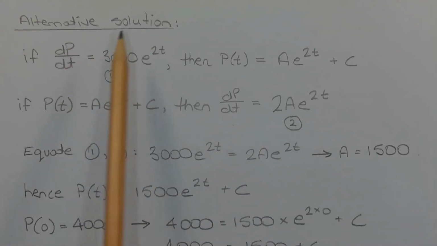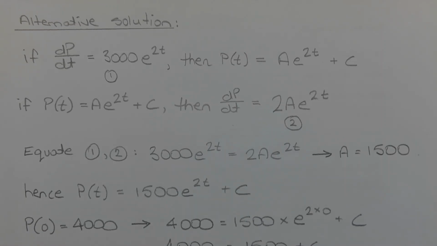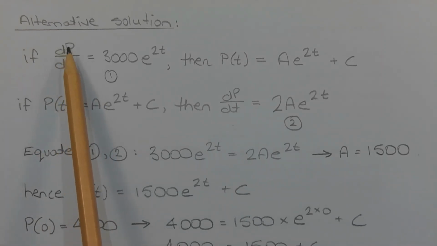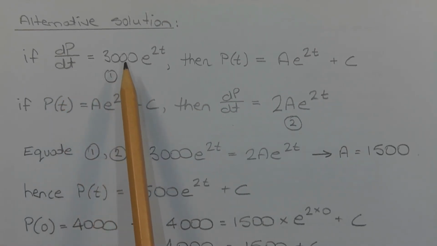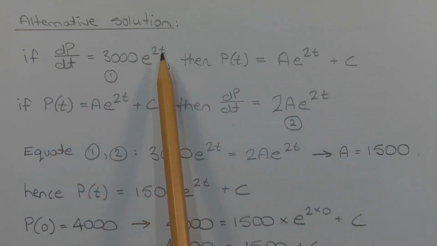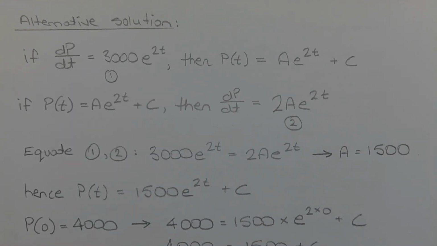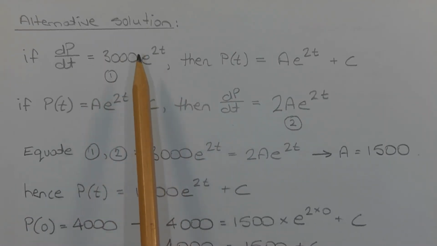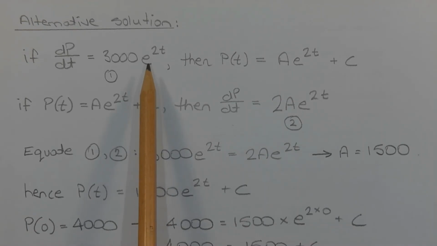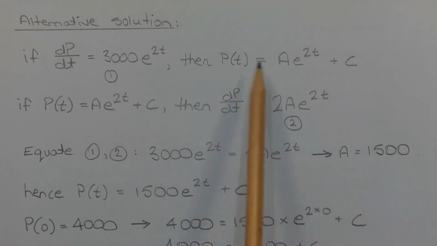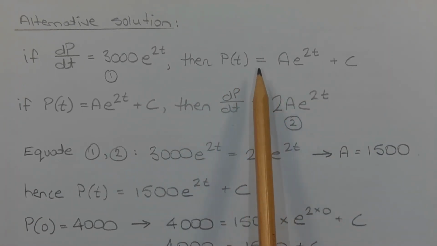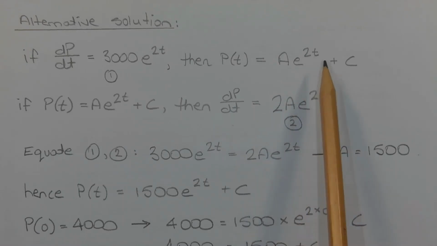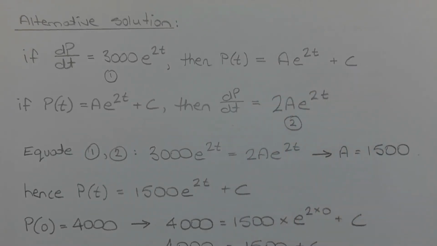Here is an alternative solution that does not explicitly involve integration. Now, if the gradient function given is dP/dt equals 3000 times e to the power of 2t, what must the original function, or the primitive, have looked like so that when we differentiate it, we end up with the gradient function looking like this? Since it involves the exponential function e to the power of 2t, the original function must be in this form. In other words, P of t equals a times e to the power of 2t plus c, where a and c are real numbers.